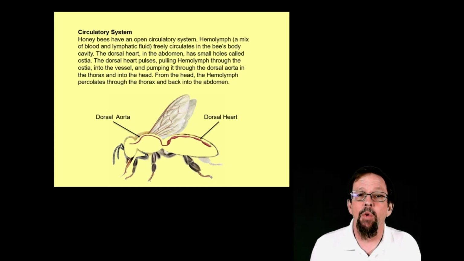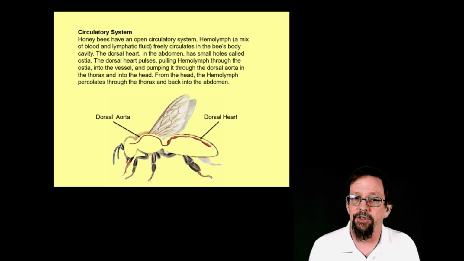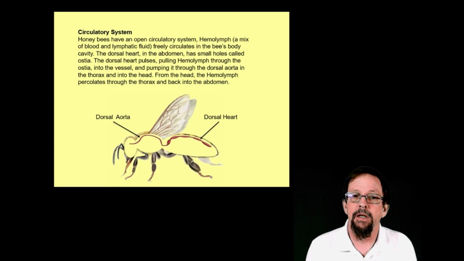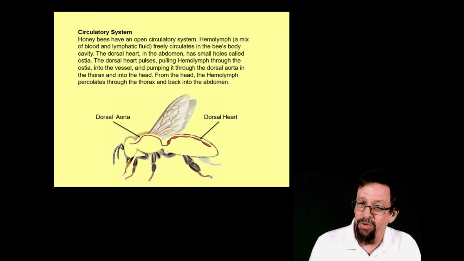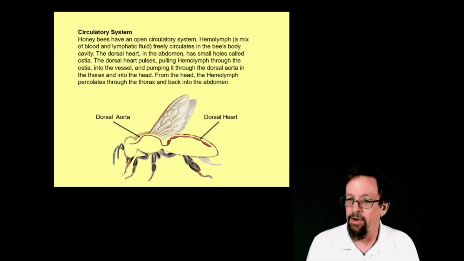Honeybees have an open circulatory system. Hemolymph, which is the bee's blood, is mixed with lymphatic fluid, and it freely circulates through the bee's body. The dorsal heart in the abdomen has small holes called ostia. The dorsal heart in the abdomen pulses, pulling hemolymph through the thorax and into the head. From the head, the hemolymph percolates through the thorax and back into the abdomen. An open circulatory system is kind of like a garden soaker hose. The water goes in and just kind of slowly seeps out.